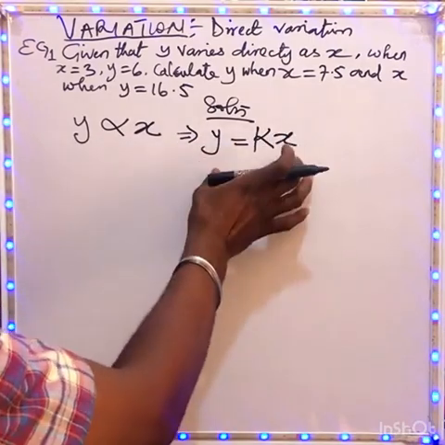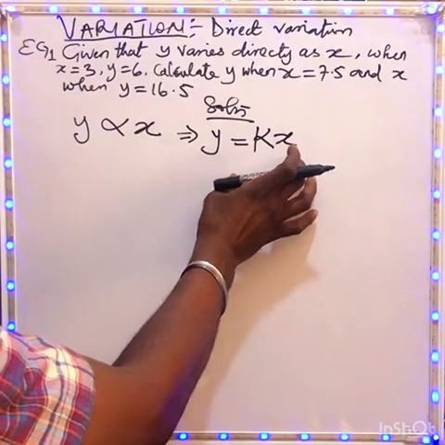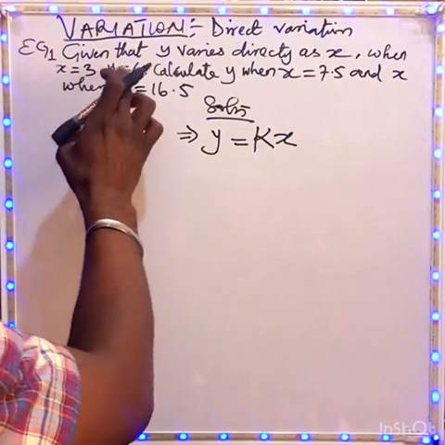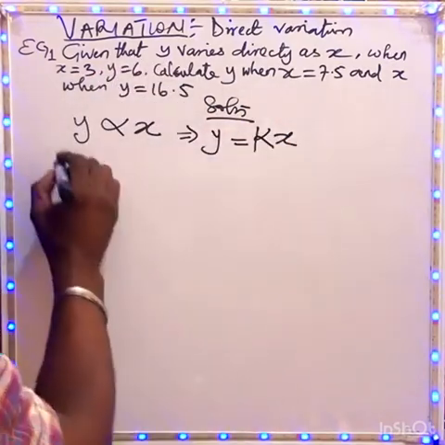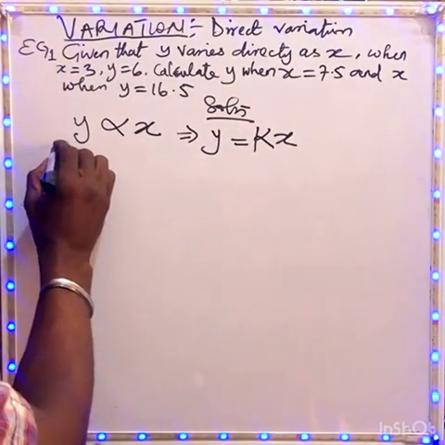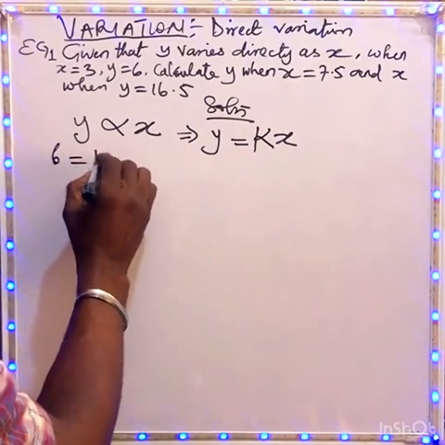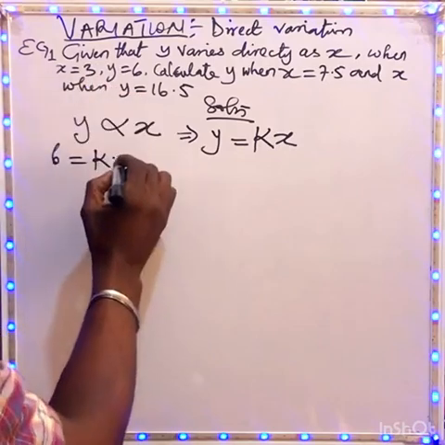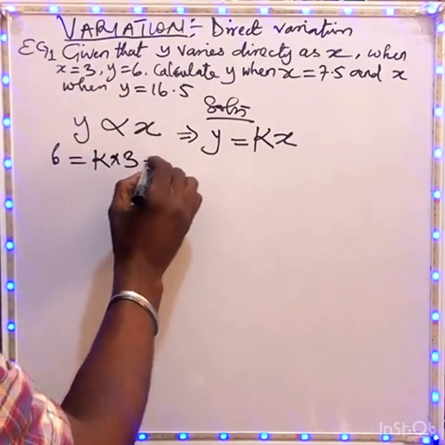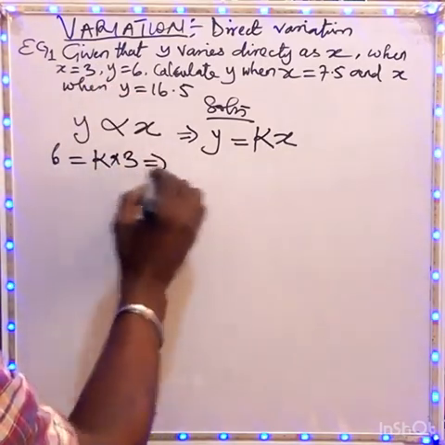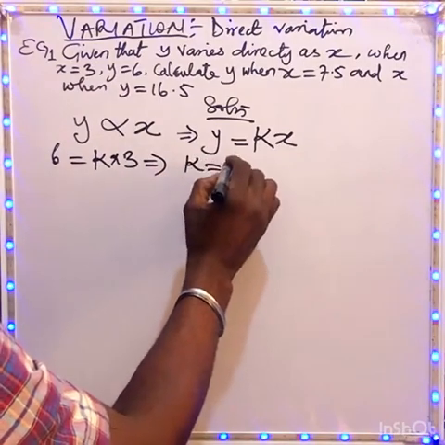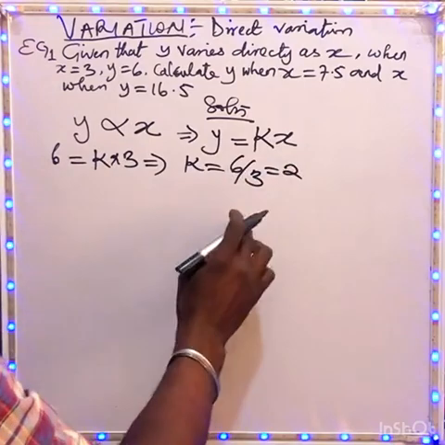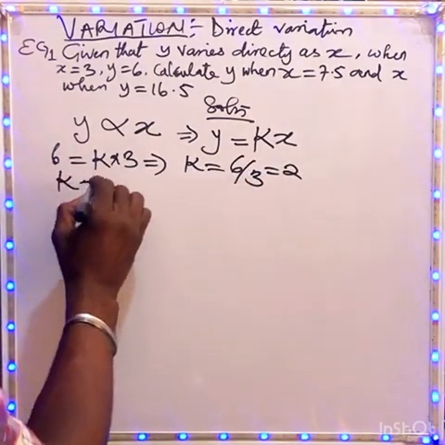Now we have an equation, but we are told that when that relationship is happening, x is equal to 3 and y is equal to 6. So in other words, y, which is 6, is equal to k multiplied by x, which is 3. This implies that k is equal to 6 divided by 3, which is equal to 2. So our constant k is equal to 2.